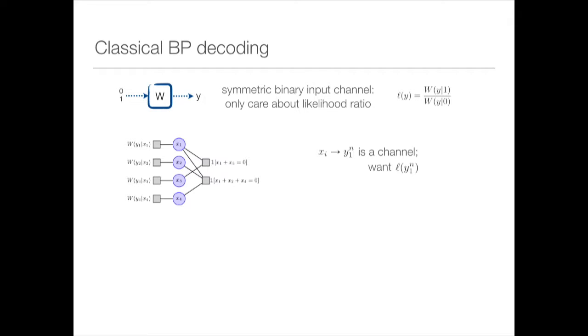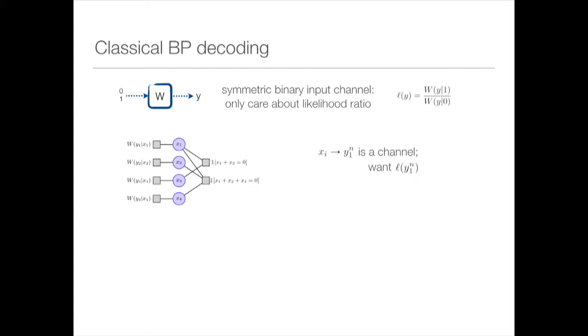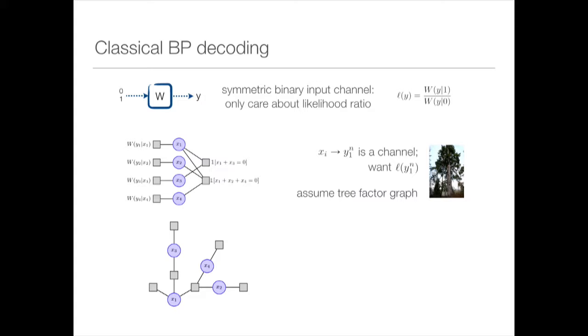All right, so let's come back to our problem. Say we have this particular graph. If we're interested in decoding X1, then we can think of X2, X3, X4 as being in a random code word state, and basically X1 to the outputs Y1 to Yn is sort of a channel, and what we want is the likelihood for this channel. That's what we need to compute. Let's assume that the factor graph here is a tree. In fact, this one is a tree. Surprise, I picked this example.